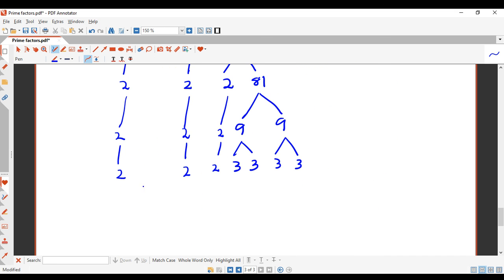Now, all these numbers I've got in the row are prime numbers. 2 and 3 are prime numbers. So I can write down that 648 is equal to 2 times 2 times 2 times 3 times 3 times 3 times 3. So I've got 3 2's multiplied together, and then I've got 4 3's.